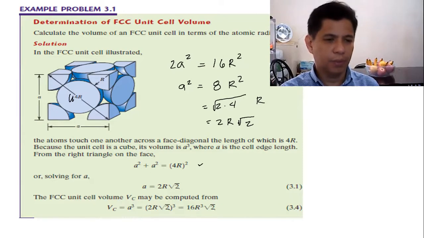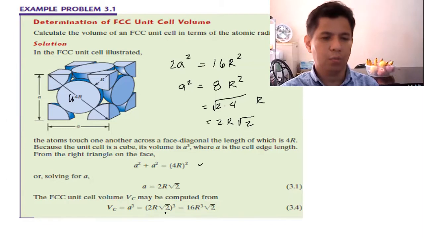So what about the volume? The volume of this unit cell. Of course, obviously, the volume of this unit cell is a cube. So if you're just going to get the cube of 2R square root of 2, so 2 times 2 times 2 would be 8. And then the cube of the square root of 2 is 2 square root of 2. So 8 times 2 is 16 right here. R cubed times square root of 2. I hope you get this one. It's quite simple. Ano?